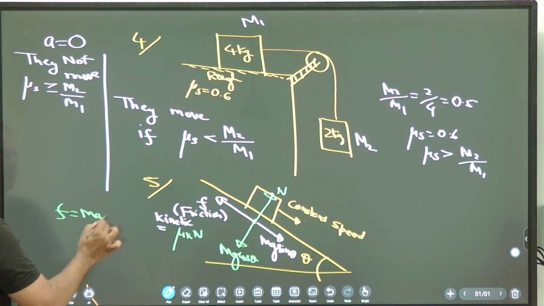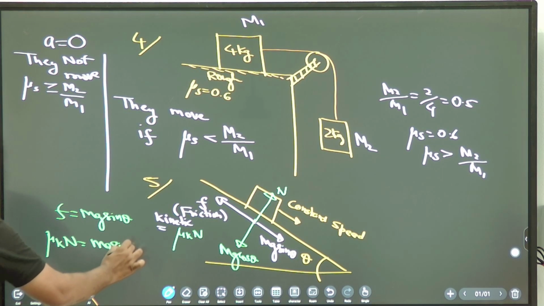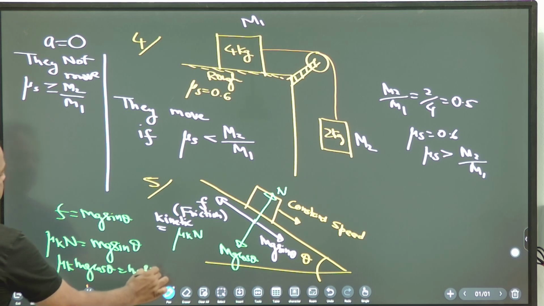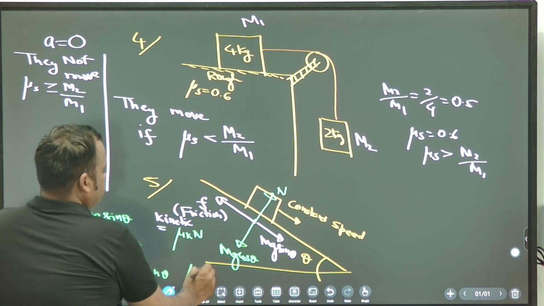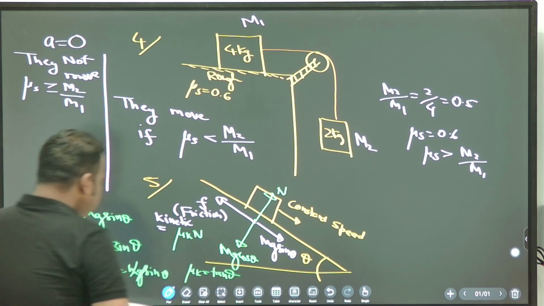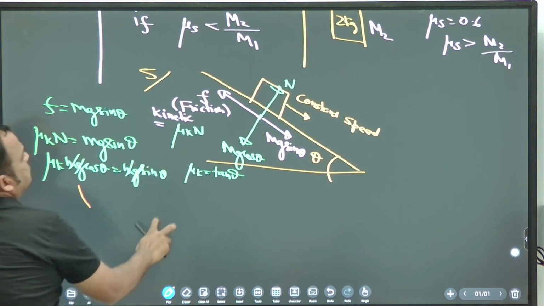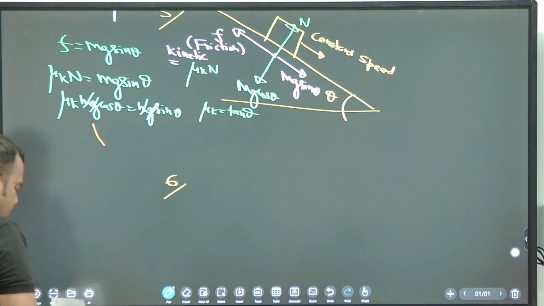So F is equal to mg sin theta. So mu k N is mg sin theta. So mu k mg cos theta is equal to mg sin theta. Mg cancel. So mu k is tan theta, correct? Mu k is tan theta.